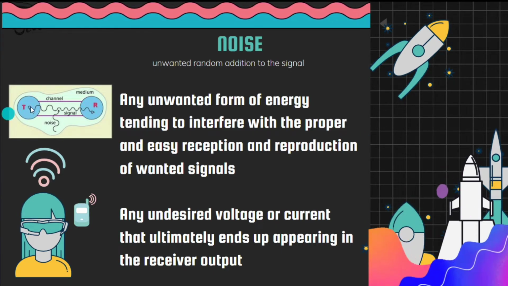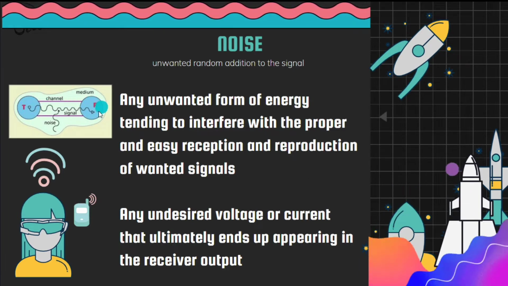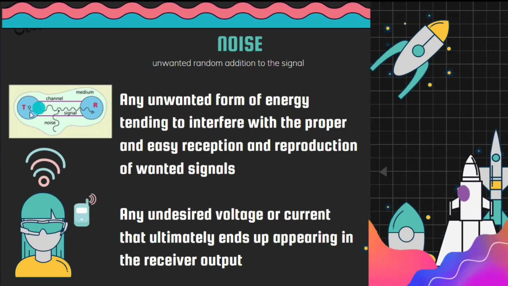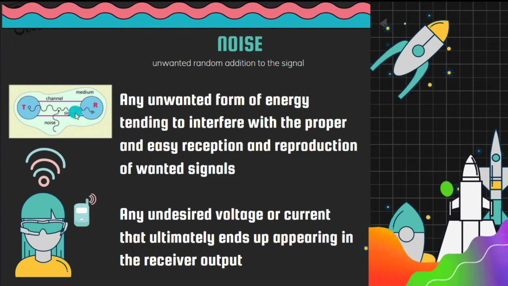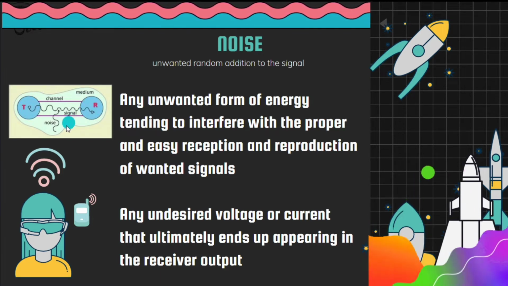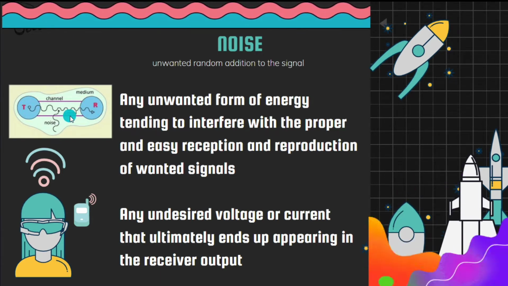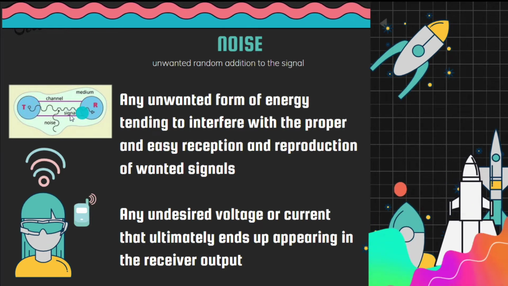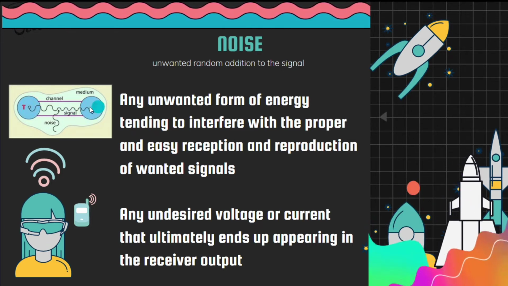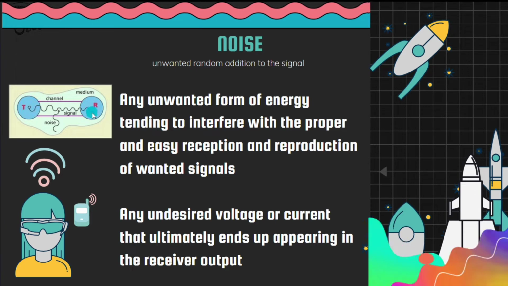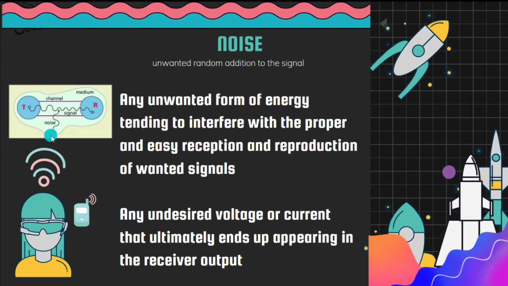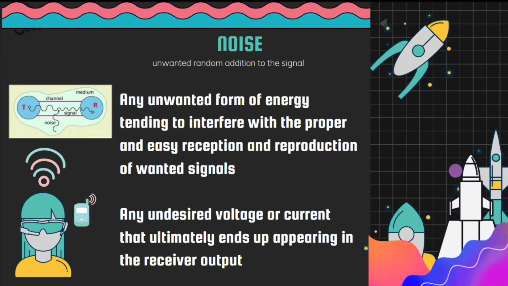So in here, we can see the transmitter and the receiver, and the signal is being transferred from the transmitter to the receiver through the channel. And in the medium, there is a noise present, and this noise enters the channel and interrupts the signal. Therefore, the signal that is received at the receiver end is distorted. So this noise is an unwanted random addition to the signal.